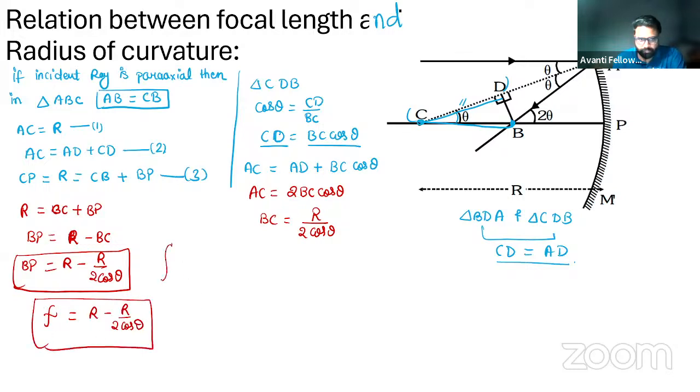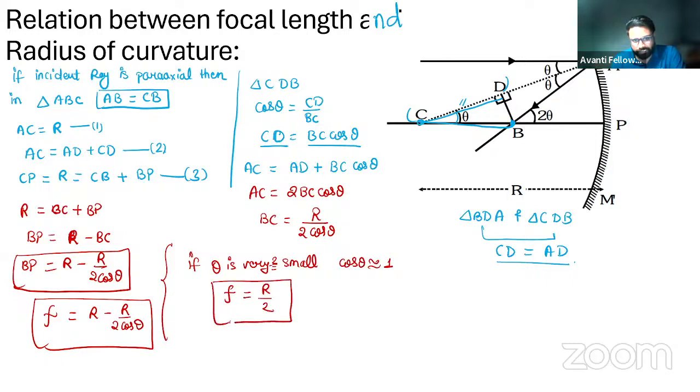ठीक है, if theta is very very small, and these rays are paraxial rays, तो उसके लिए थीटा को मैं क्या कंसिडर करूंगा? थीटा इज वेरी वेरी स्मॉल. Theta is very, very small. So for that, cos theta is approximately considered as 1. ठीक है? So focus will become R minus R by 2, which is R by 2. But this is a very, very important relation: the focal length of any spherical mirror is half of the radius of curvature.